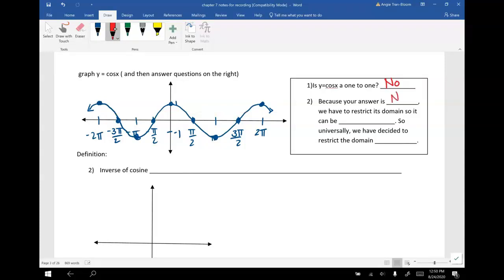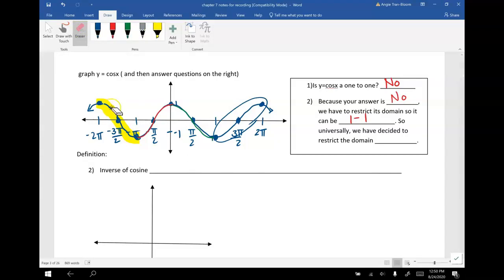Because it's not passing, we have to restrict its domain so it can be 1-to-1. Universally, we can restrict it any way you want. You can restrict it here. We could technically restrict it from here. We could technically restrict it from here. Or we can restrict it from here to here. But that's really confusing to have a different restriction for every person. So what we did was we came together.